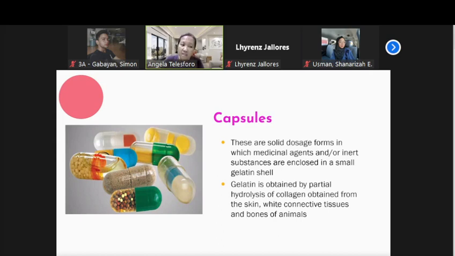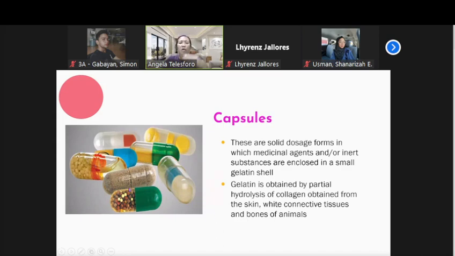Now, if you notice in the picture, inside the capsule, it can be powder, it can be pellets, it can also be a tablet inside the capsule, or even a capsule inside the capsule. Di ba? You just choose. No? So there are reasons why it is like that.